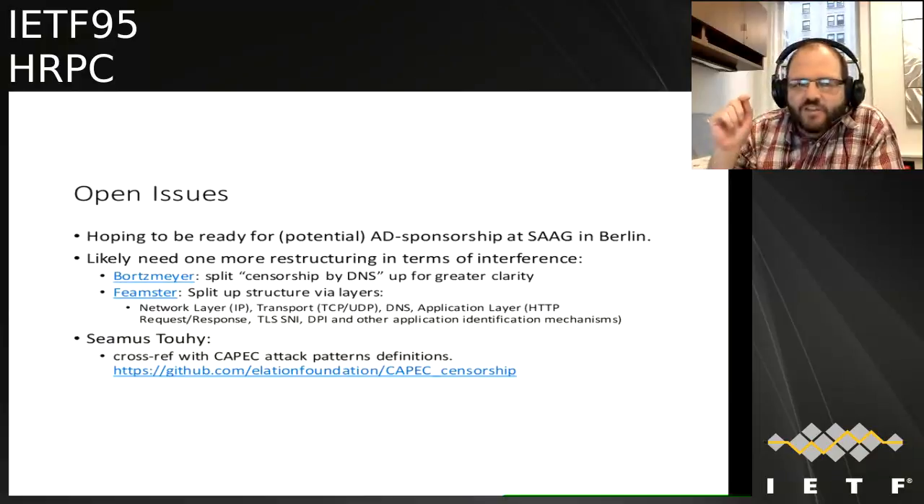Finally, Seamus Tuohy noted that he's been developing a bunch of attack patterns that include censorship. They don't all include just censorship, but these are being standardized for a different effort. And so I'm going to take a look at those and see if I can learn from those or contribute to those. But anyway, if you'd like to read it, we'd love your comments.